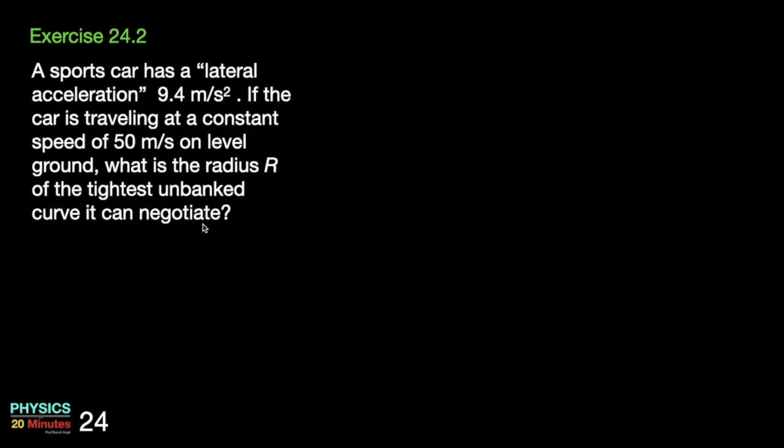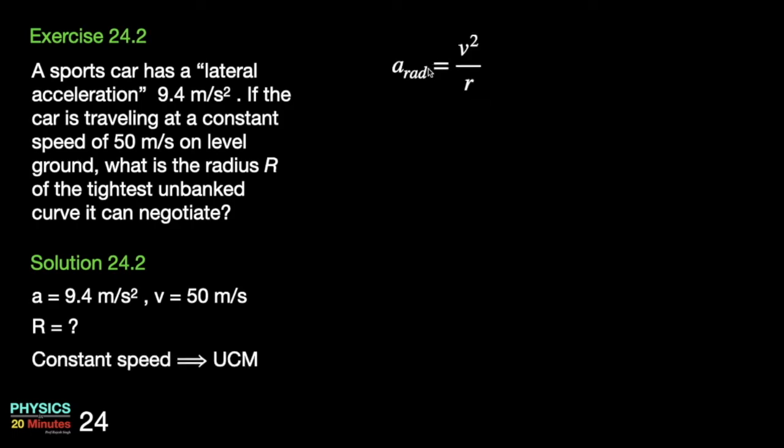Here goes the solution. Data is given. The maximum acceleration that it can withstand is 9.4 meters per second squared, and its velocity is 50 meters per second. We have to find out the tightest radius of the road which it can negotiate. It's a uniform circular motion, so the only acceleration is radial acceleration, which is given by v square upon r. We rewrite this equation for r as v square upon a radial, put the values and solve. We get the answer as 266 meters.